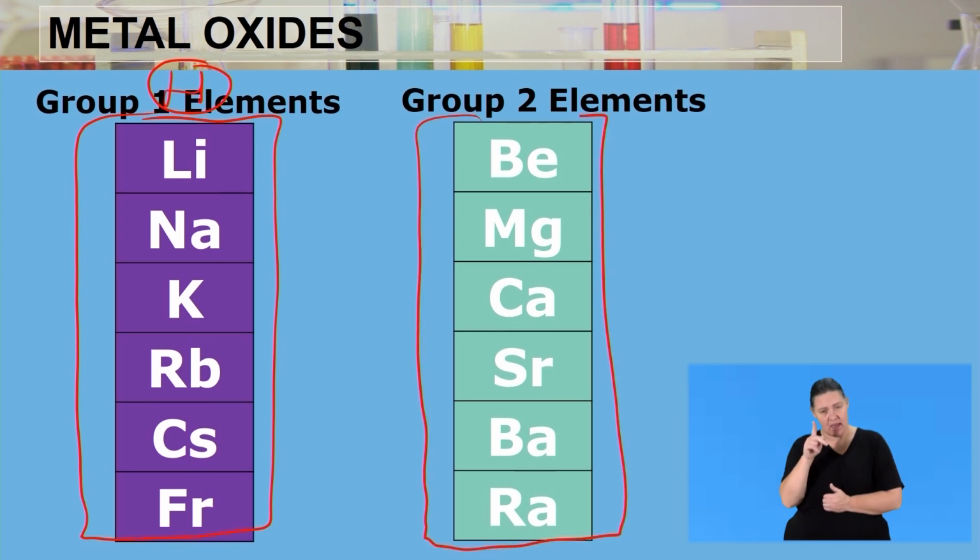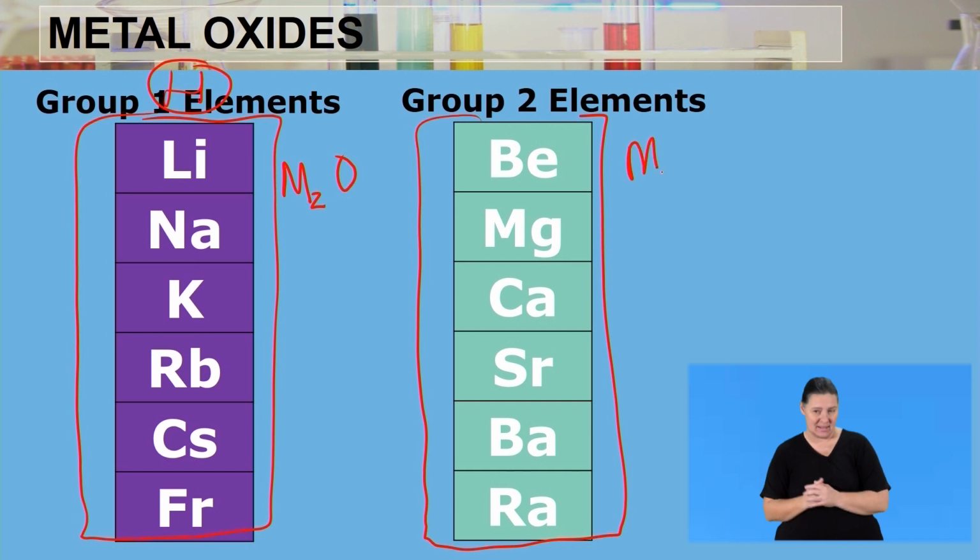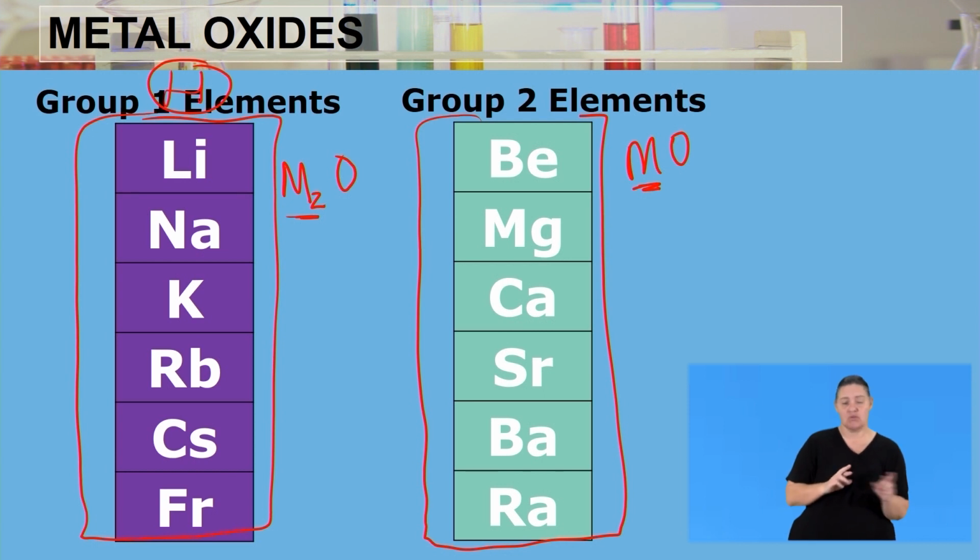Now remember, when elements in group 1 react with oxygen, they will have the general equation of M2O. And when elements in group 2 react with oxygen, their equation is going to be MO, whereby the M will represent any of these metals that you might use to react with oxygen. Both of these compounds that are formed by the reaction between group 1 elements and oxygen and group 2 elements and oxygen are known as metal oxides. The difference will just be in the ratio.